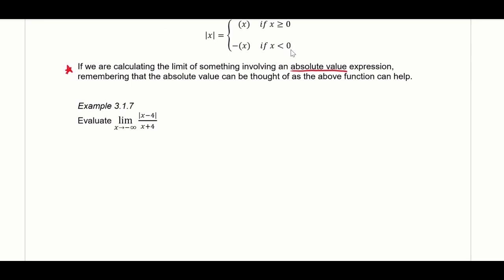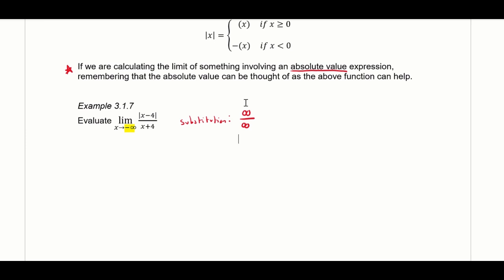Let's evaluate the limit as x goes to negative infinity of this function, the absolute value of x minus 4 over x plus 4. Now, if I think about substitution here, I'm going to have something that's infinite over something else that's infinite.